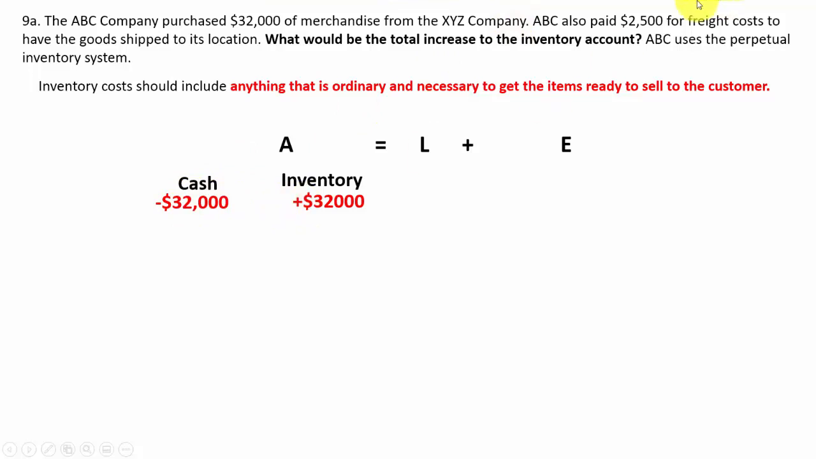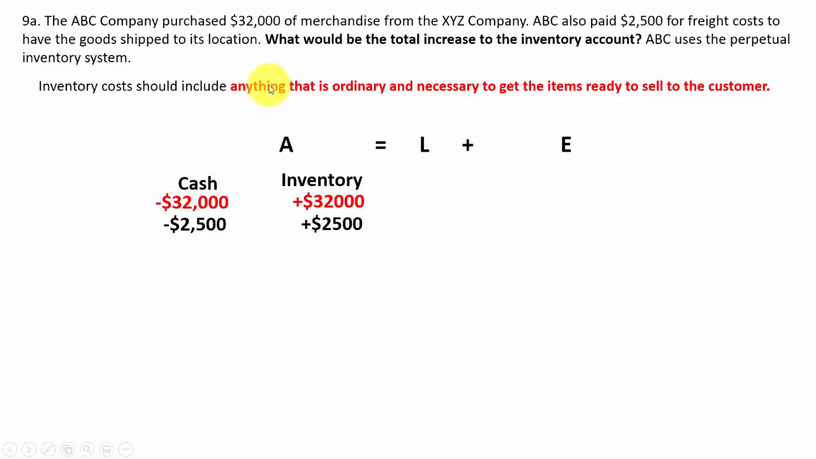Okay. Next, ABC also paid $2,500 freight costs to have the goods shipped to its location. This is something that falls under this category right here. It's something that's ordinary and necessary to get the goods ready to sell to the customer. So anything you have to do, like in this case a freight charge that you paid for, that should go in the cost of the inventory because you needed the freight to get it to your doorstep so you could then sell it to the customer. So that's going to decrease cash by $2,500, increase inventory by $2,500, and that'll be part of the cost of inventory.